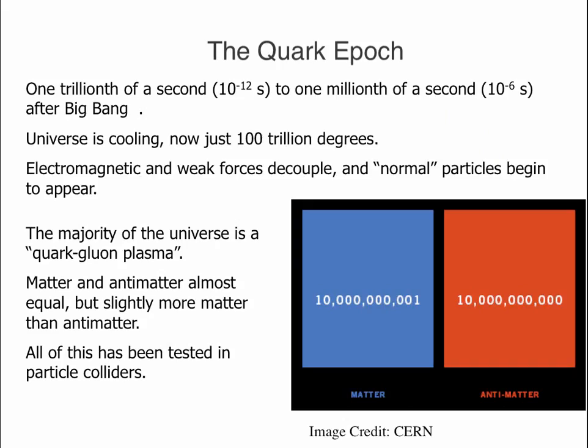At the end of this electroweak epoch, a trillionth of a second after the Big Bang, the universe has cooled to a point where the electromagnetic and the weak forces decouple, and so normal particles begin to appear. And I call these normal particles because what appears are things called quarks and gluons and antimatter. And the majority of the universe is something called a quark-gluon plasma. So regular atoms don't yet exist. It's still way too hot and way too dense for protons and neutrons and atoms and electrons to exist. But there are the building blocks of those all around.